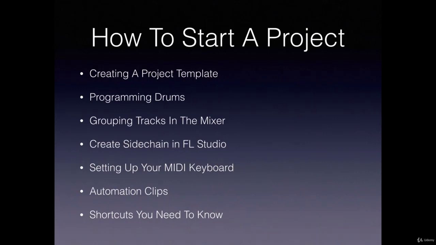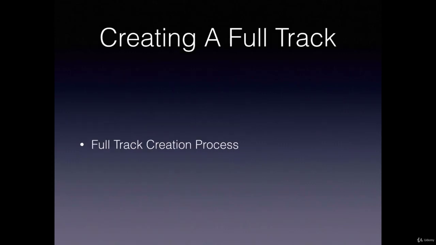Next thing we will go to looking at is going to be how to program drums. So we'll program different drums and beats and stuff like that. And FL Studio works very nice when you want to create beats. Then we're going to take a look at how to group tracks in the mixer. Then create sidechain in FL Studio, setting up your MIDI keyboard. We'll create automation clips, and then we'll go through different shortcuts you need to know. Then we're going to create a full track.